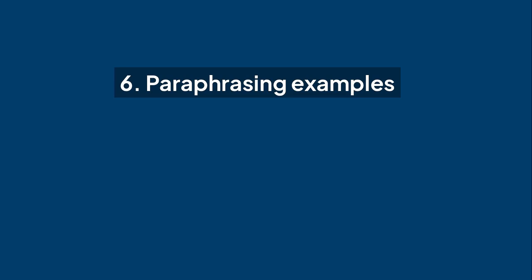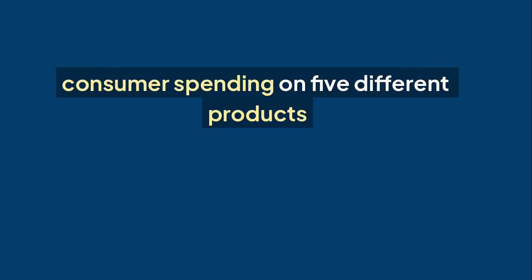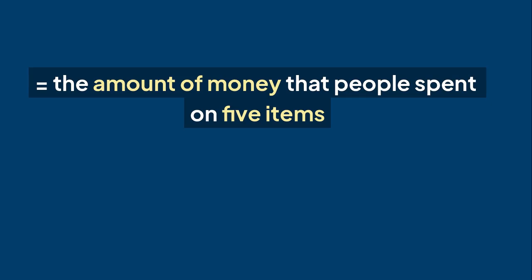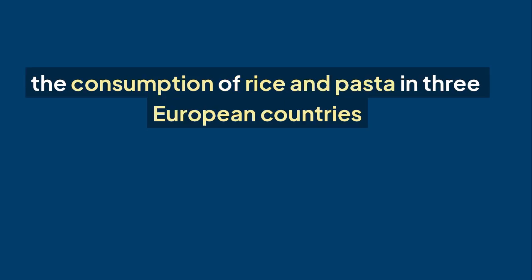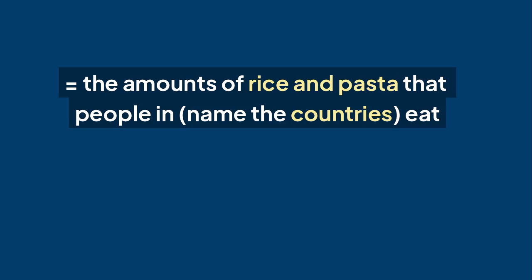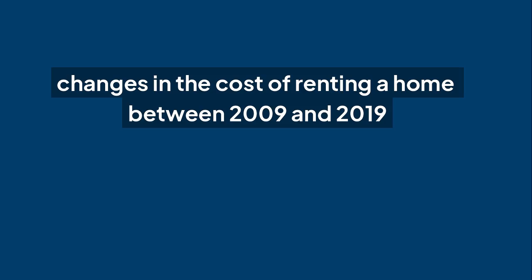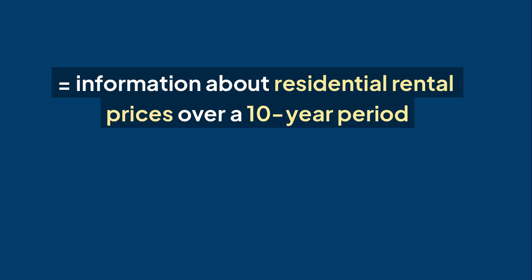6. Paraphrasing examples: consumer spending on 5 different products equals the amount of money that people spent on 5 items. The consumption of rice and pasta in 3 European countries equals the amounts of rice and pasta that people in those countries eat. Changes in the cost of renting a home between 2009 and 2019 equals information about residential rental prices over a 10-year period.